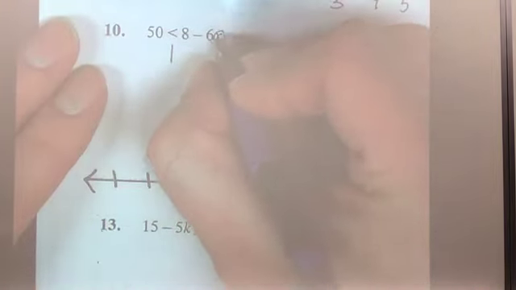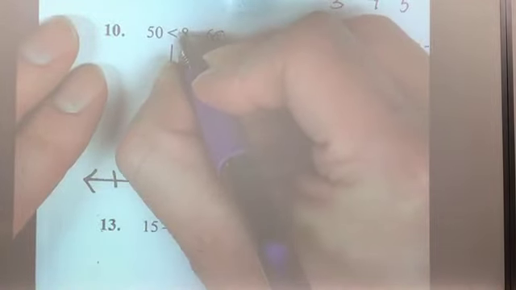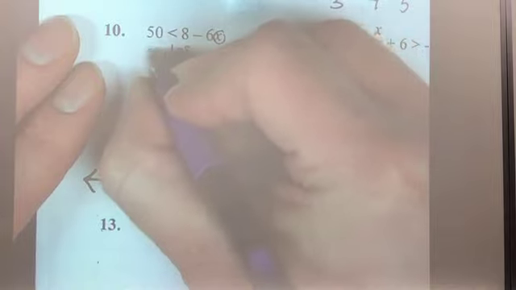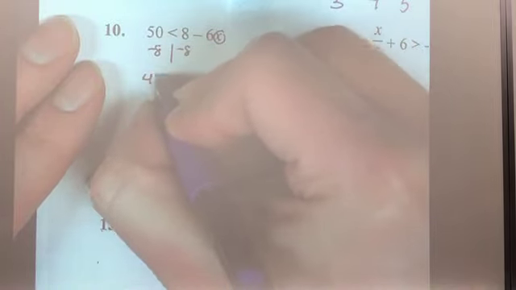Find the variable. I have an 8 here. What's in front? There's a plus sign, so I'm going to subtract 8. You do not look at what's behind it. You look at what is in front of it.